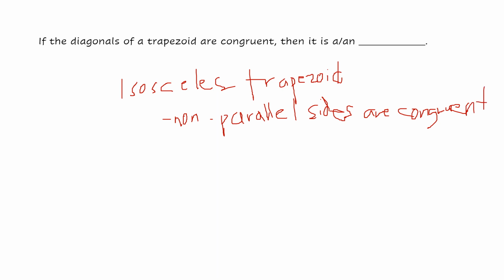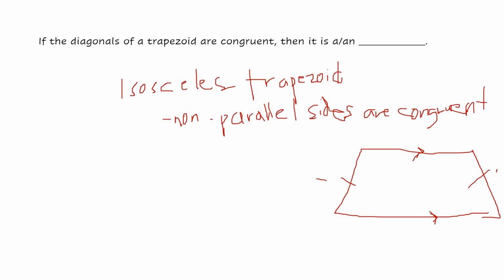Okay, so if we have a trapezoid here, these are the sides which are parallel, and these are the sides which are non-parallel. The left side and the right side are non-parallel. The upper side and the lower side, or we call them bases, are parallel. So the non-parallel sides of an isosceles trapezoid are congruent.